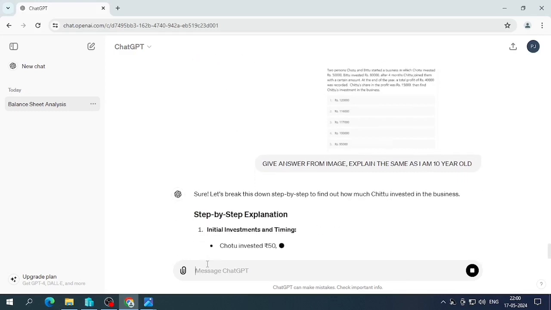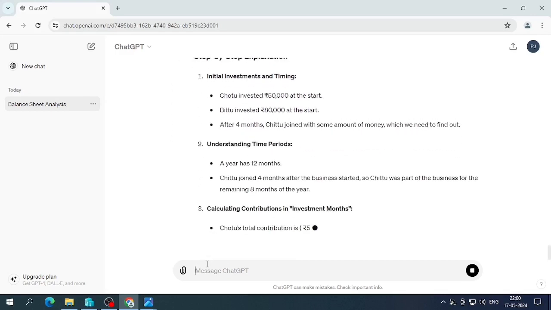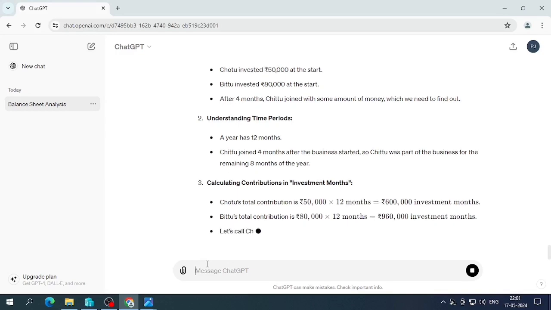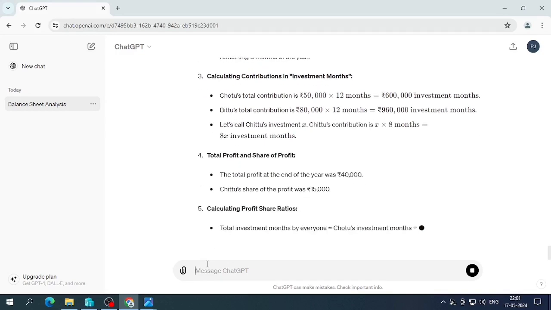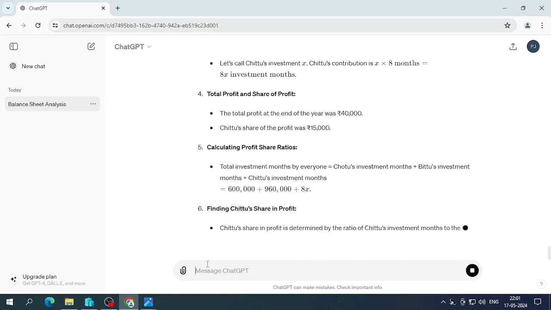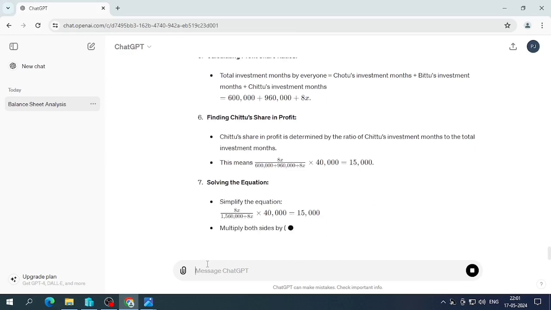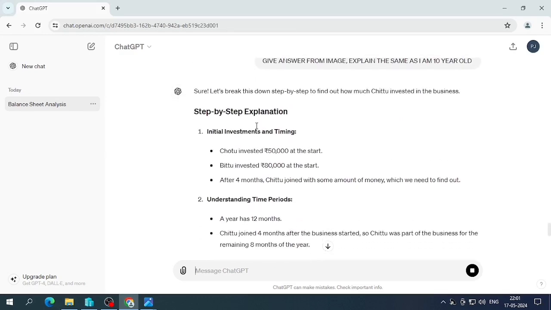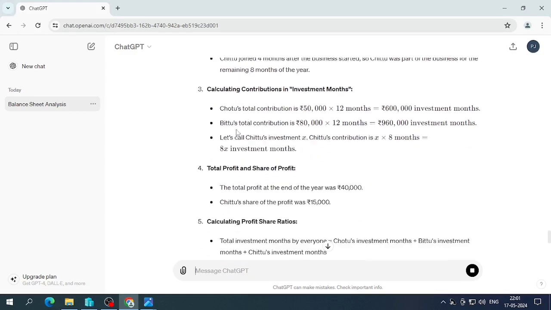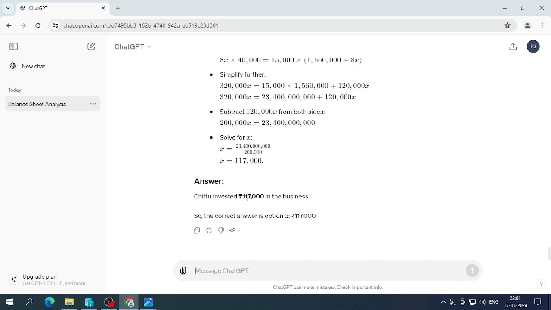This is a step-by-step presentation: initial investment and timing, understanding time periods, then calculating contributions, then total profit and share of profit. Then calculating the profit share ratio, and then finding the share. This is a very good presentation, and this is our answer, which is right. This is the correct answer.